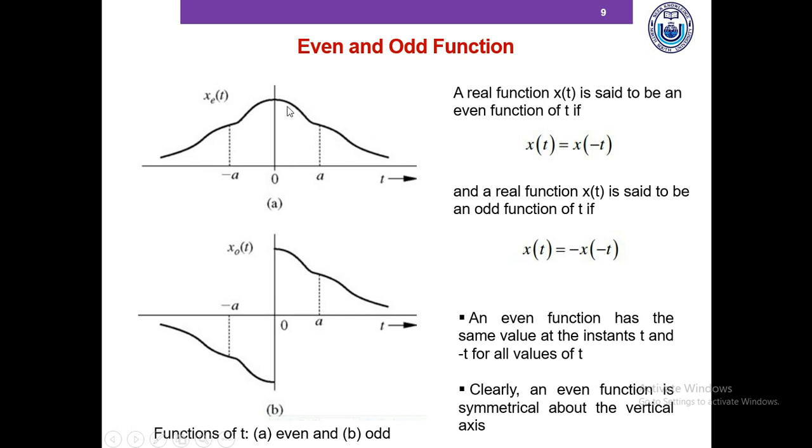So basically an even function is symmetrical about the vertical axis. So if you flip the signal with respect to the y-axis, the signal remains the same. Okay, and a real function x of t is said to be an odd function if it follows this condition, that is x of t is equal to minus x of minus t.